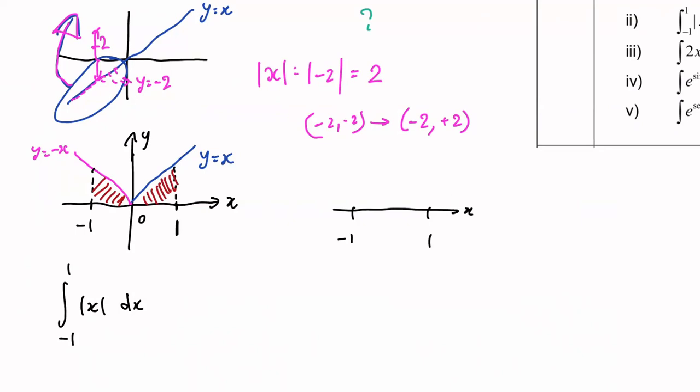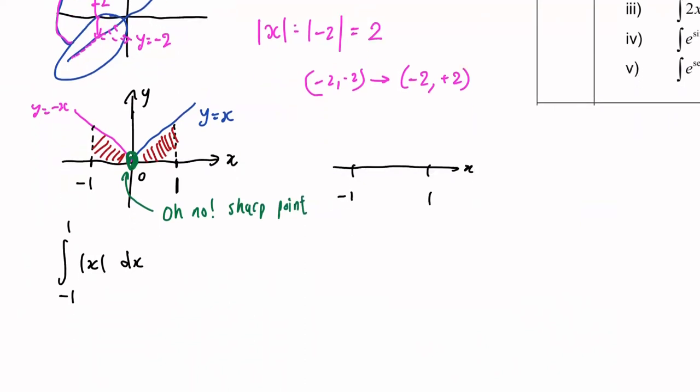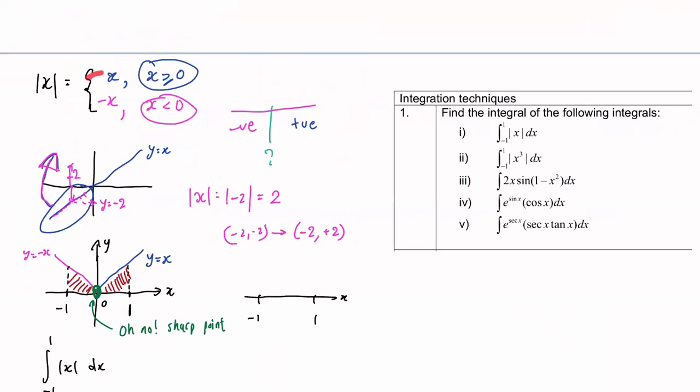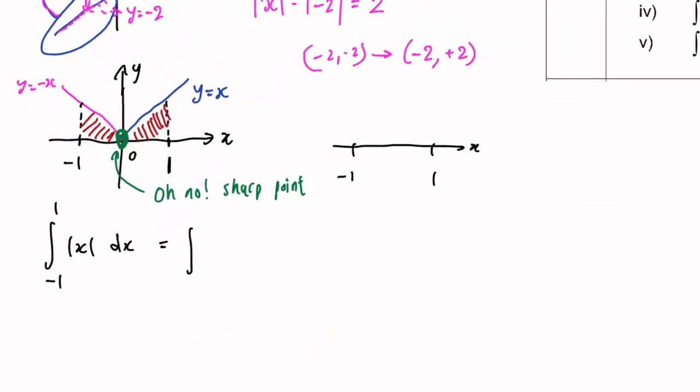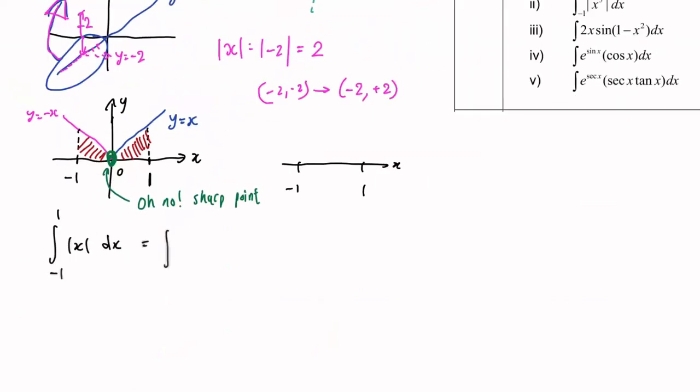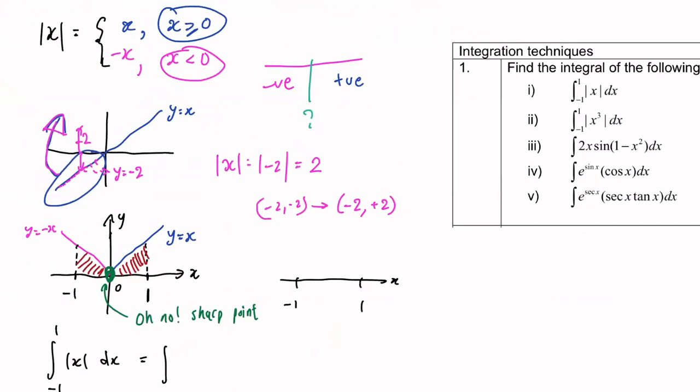All right, but there's a sharp point. Oh no, a sharp point. So how do we integrate? We cannot integrate absolute value functions directly. We have to open up the definition, positive and negative, and split it into two separate pieces. So let's think about it. Sometimes it is -x, sometimes it is positive x. We just discovered that it will be -x for what values of x?